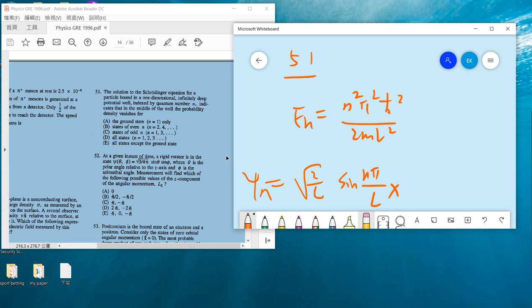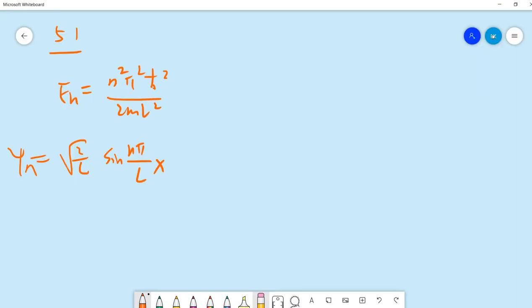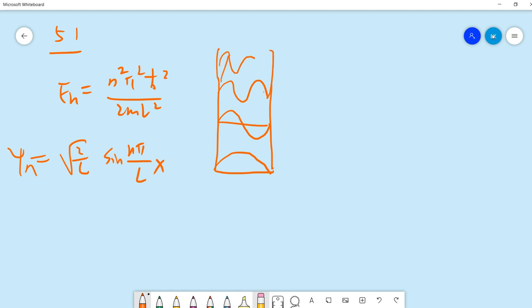Okay. It asks where the probability vanishes at the middle of the well. Fortunately, this question doesn't ask you how to derive it. Basically, if you draw the plot, then the ground state doesn't vanish, the second vanishes, the third doesn't vanish. If you keep going, then you know the fourth vanishes. Okay, so the answer is 2, 4. So the answer is all the even numbers.